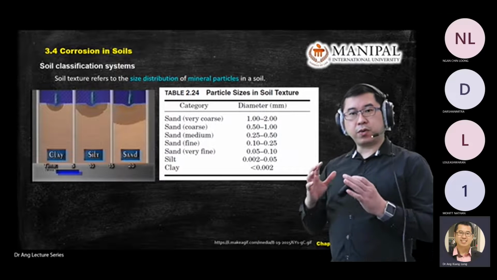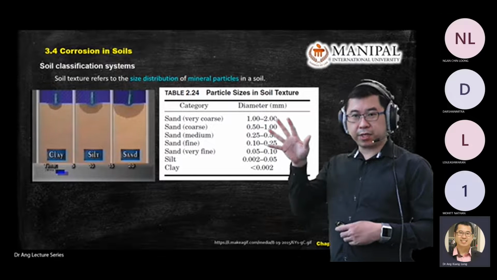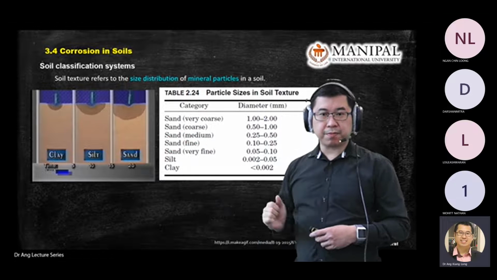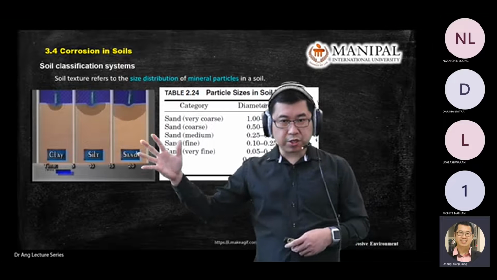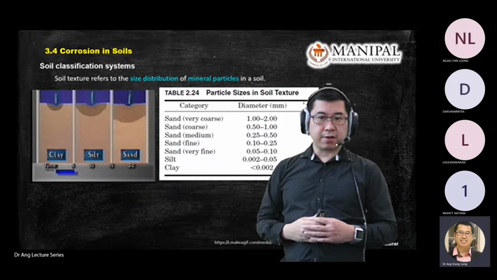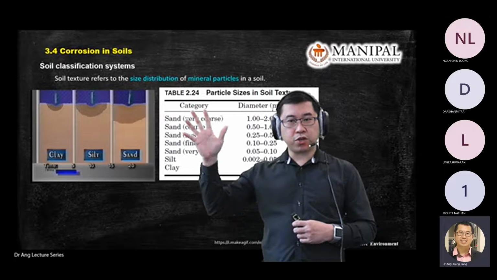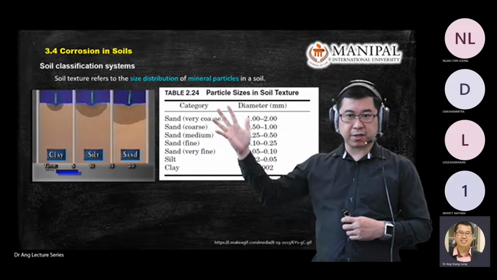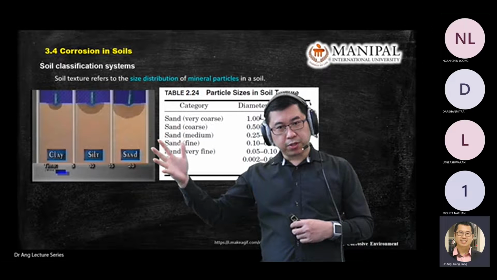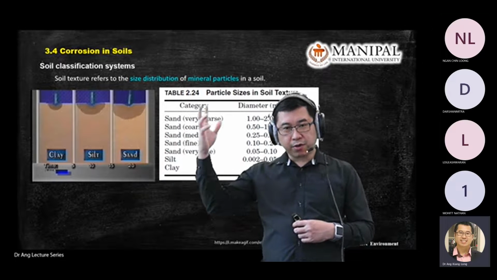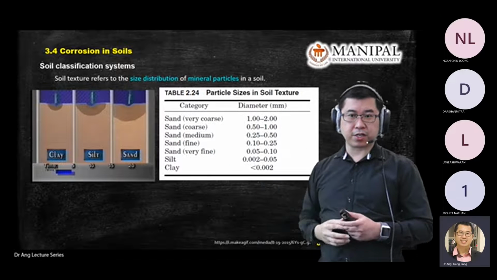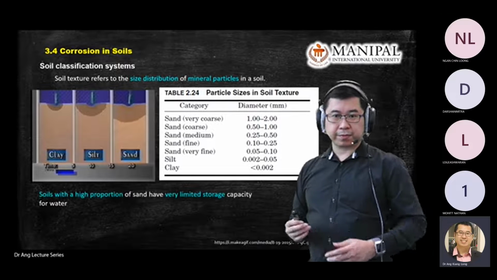Okay, so when you talk about corrosion in soil, you link it with this table, link it with how water flows inside the system, then you manage to score some marks for that. So when you talk about corrosion in soil, you think of this table, you think of the particle size categories, and then you capture this image, then you explain how water flows inside the soil texture.